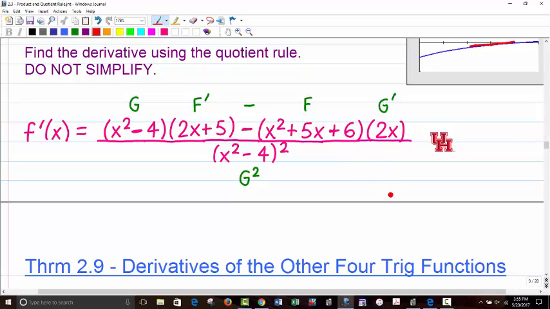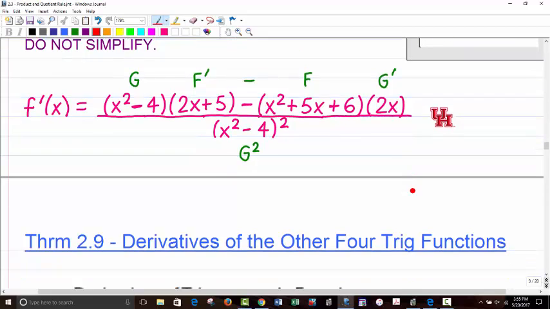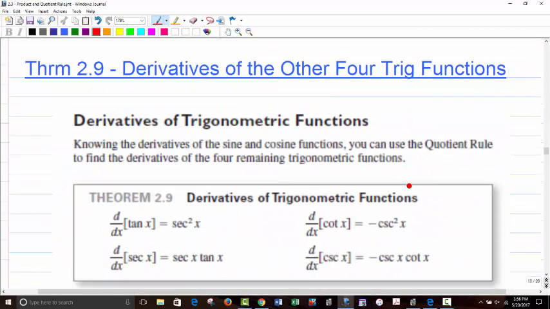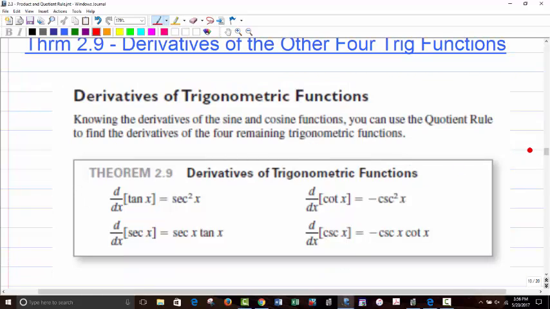Well, we've seen in a previous section how to find the derivative of sine and cosine. Now let's look at the derivatives of the other four trig functions. So you do need to know the derivatives of all the 6 basic trig functions. You need to memorize those. With a little practice, you should learn them.